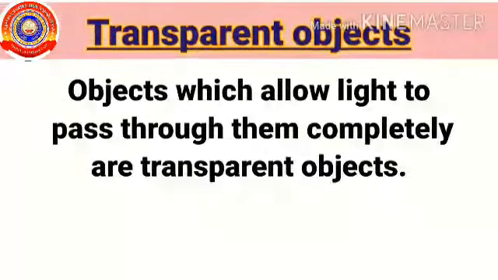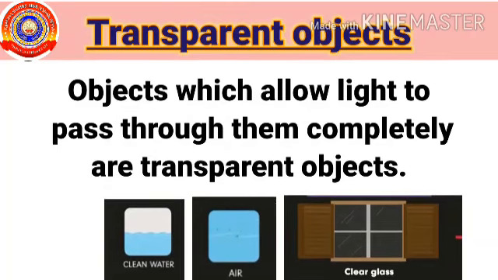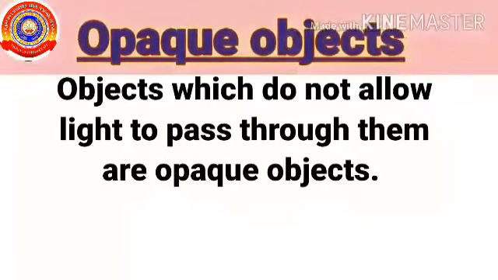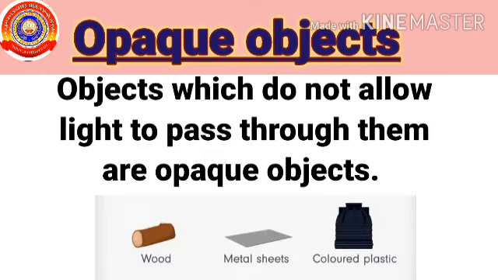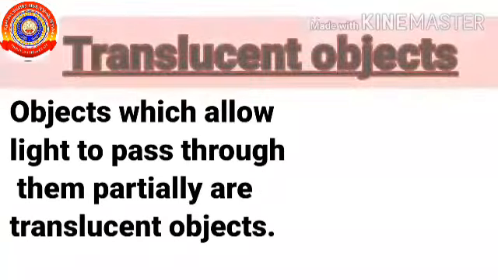Objects which allow light to pass through them completely are transparent objects. Example, clean water, air, clear glass, etc. Objects which do not allow light to pass through them are opaque objects. Example, wood, metal sheets, colored plastics, etc.